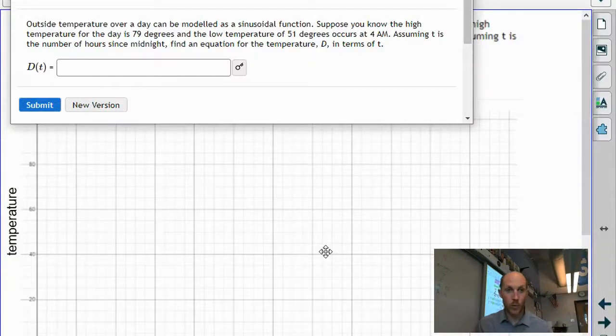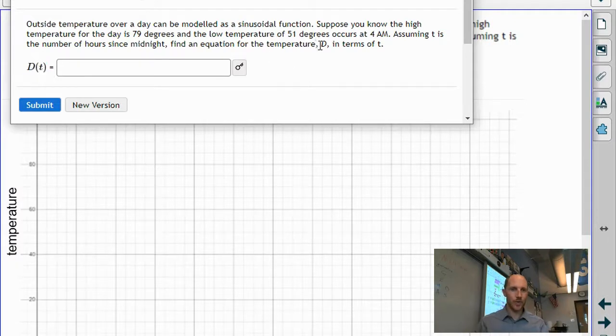Here's a problem out of our WAMAP assignment. Outside temperature over a day can be modeled as a sinusoidal function. Suppose you know the high temperature for the day is 79 degrees and the low temperature of 51 degrees occurs at 4 a.m. Assuming T is the number of hours since midnight, find an equation for the temperature, capital D, in terms of T. So we started off in function notation, D as a function of T.